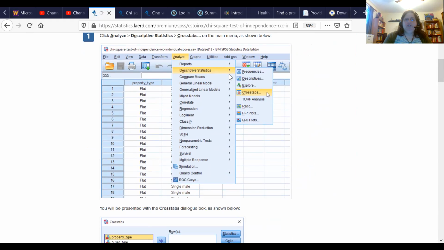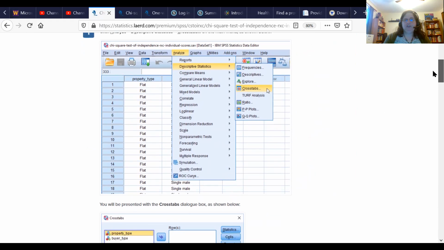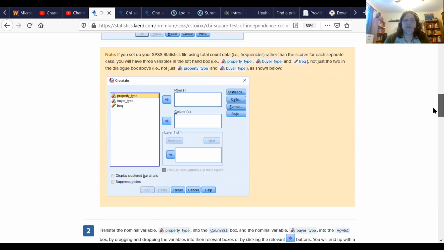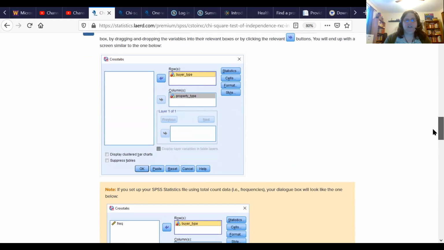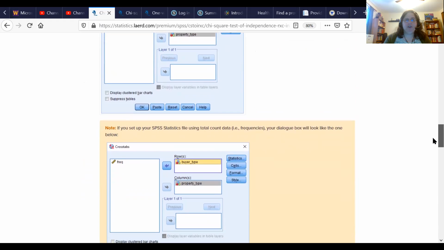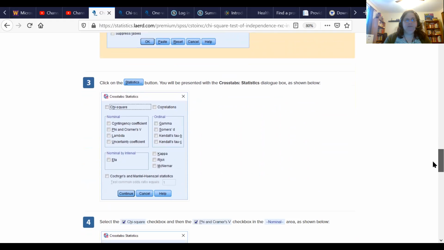This time we're going to go to descriptive statistics, crosstabs. And now we're given a row and a column. So we're going to put property type in the row, buyer type in the column. Could you do the opposite? Yuppers, you could do it whichever way you like. It really doesn't matter. And again, if you have a frequency, just leave that behind. Just bring over the buyer type and the property type.